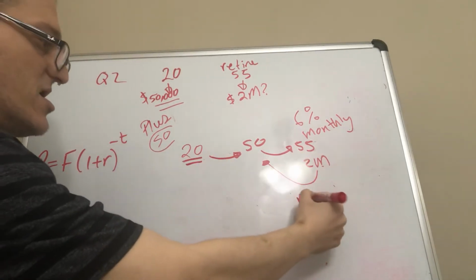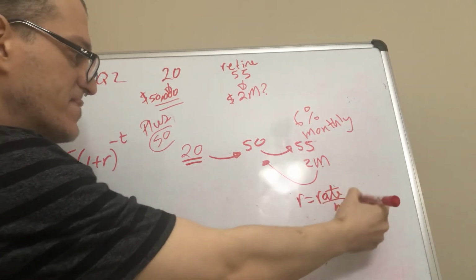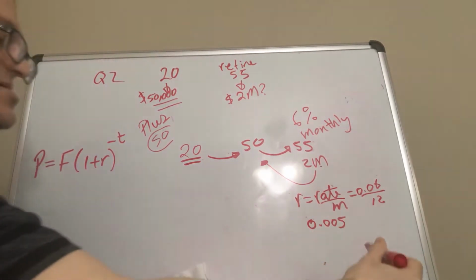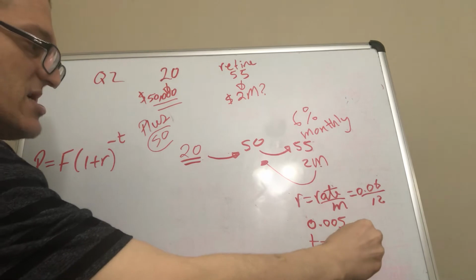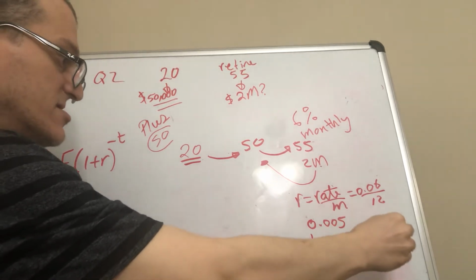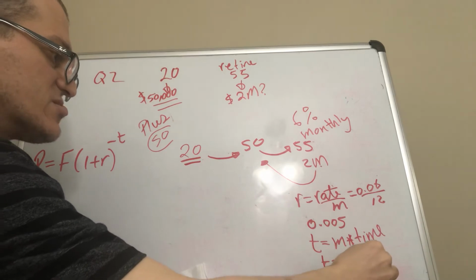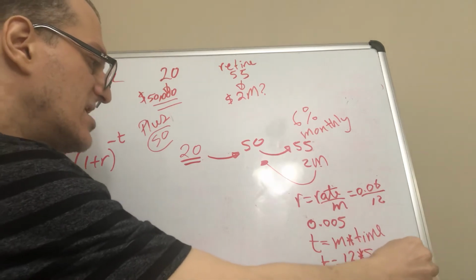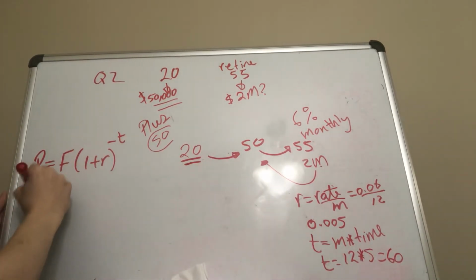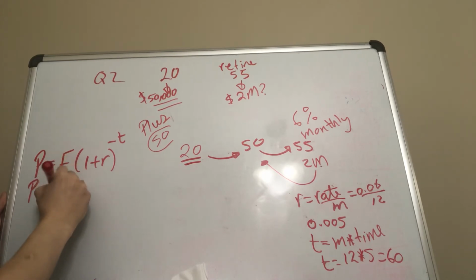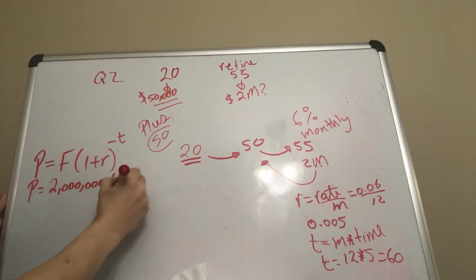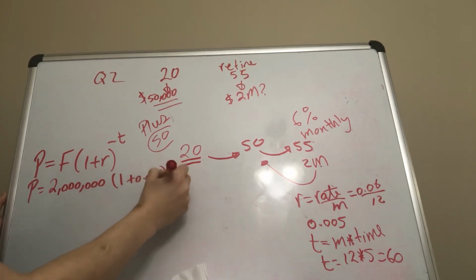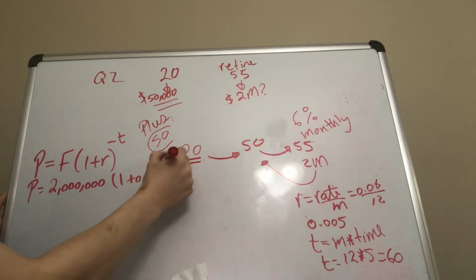So again, R would be whatever the rate is over M. They tell you it's 6%, you divide it by 12, it's 0.005. And T is always M times time. So M, again, is 12, and we're looking at 5 years. That's 60. So present value equals the future, which is the 2 million, times 1 plus R, so 1 plus 0.005, to the negative 60.